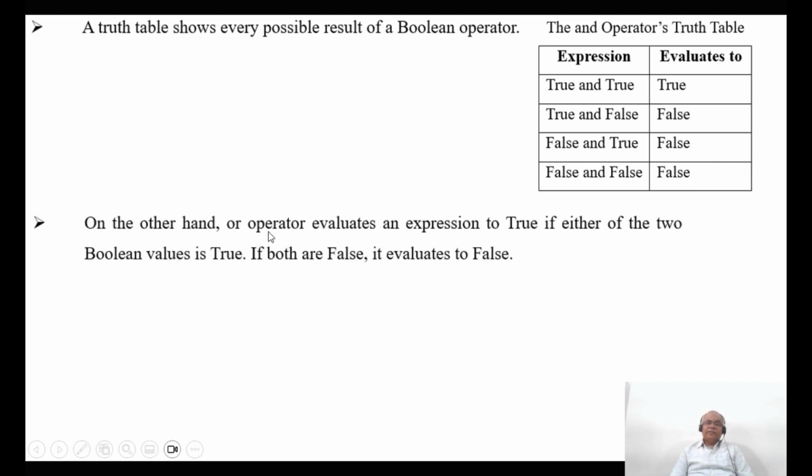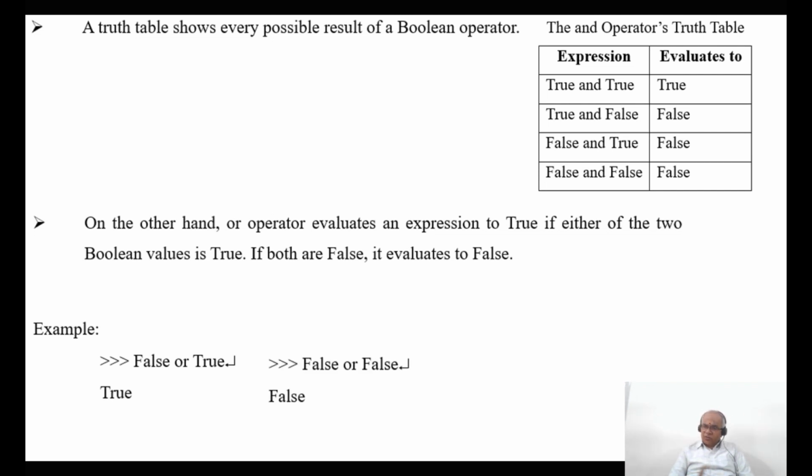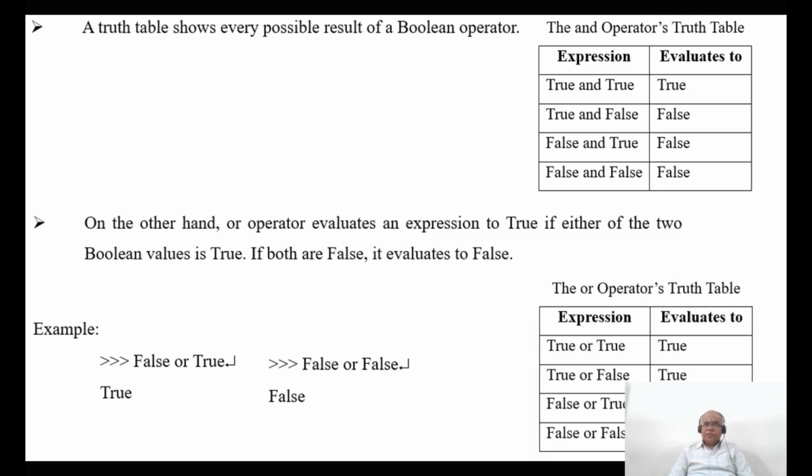On the other hand, the OR operator evaluates an expression to true if either of the two Boolean values is true. If both are false, then it evaluates to false. What does it mean? For example, false or true: any one of the values is true, so obviously it becomes true. False or false: both are false, that is why it is false. True or true is always true. True or false is true. False or true is true. False or false is false.